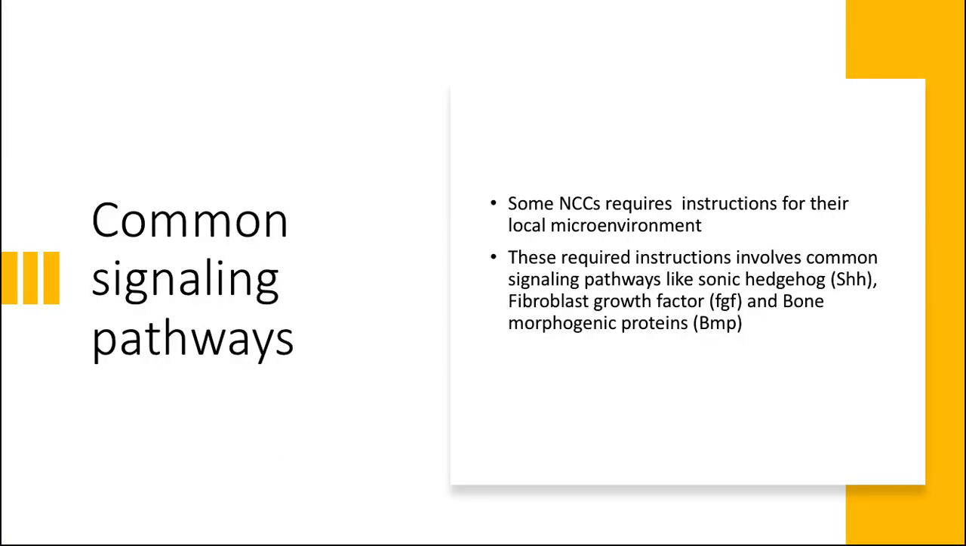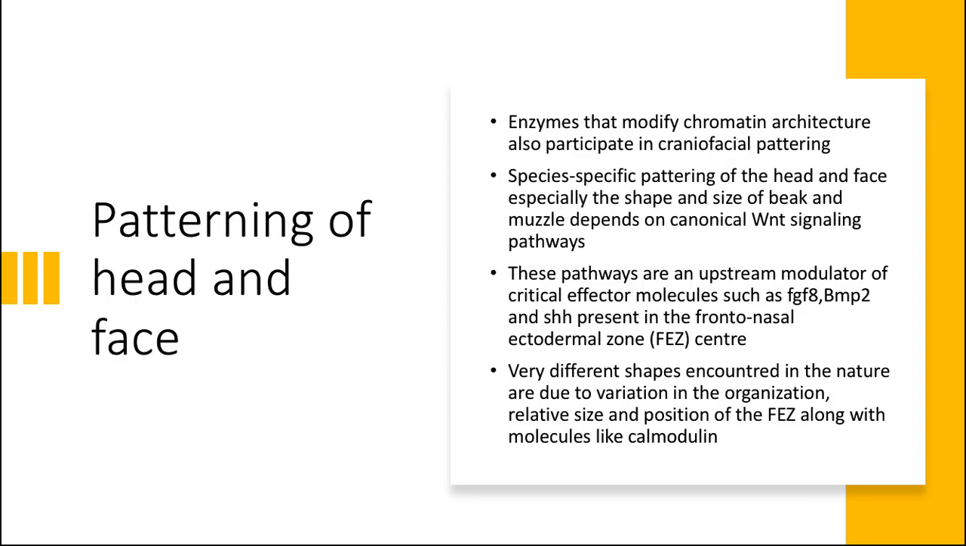Patterning of the head and face. Enzymes that modify chromatin architecture also participate in craniofacial patterning. So different enzymes are involved in craniofacial patterning. Species-specific patterning of the head and face, especially the shape and size of the beak and muzzle, depends on canonical WNT signaling pathways. These pathways are an upstream modulator of critical effector molecules such as FGF8, BMP2, and SHH present in the frontonasal ectodermal zone center.